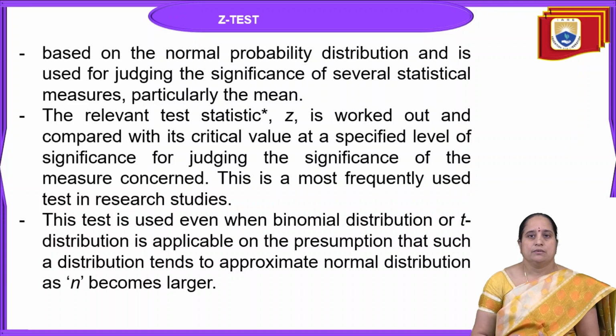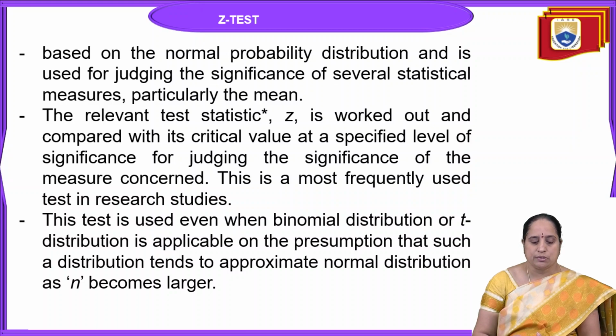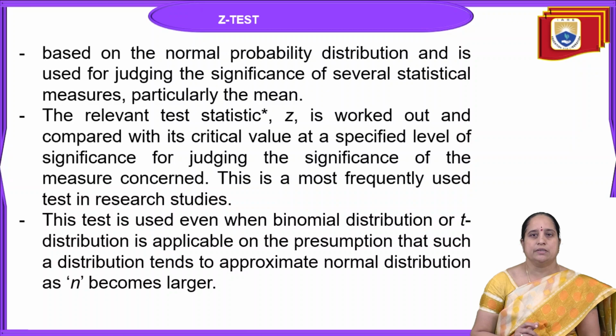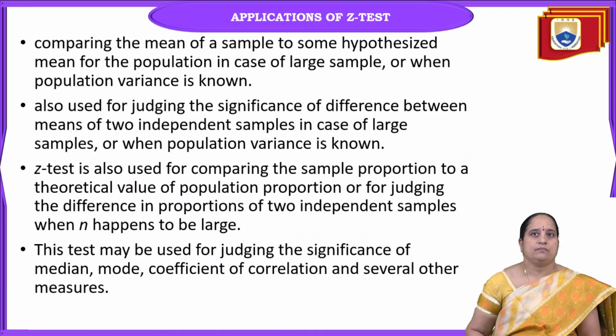This test is used even when the binomial distribution or T distribution is applicable, on the presumption that such distributions tend to approximate the normal distribution as n becomes larger. So Z-test is applicable in any type of distribution, whether it is T, Z, binomial, chi-square, whatever the type of distribution, one can easily apply Z-test.